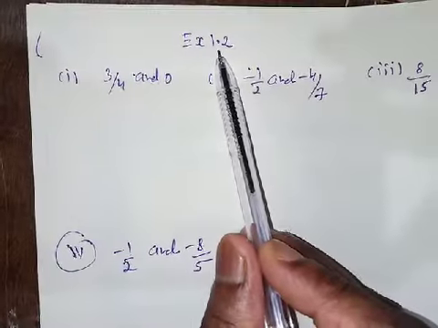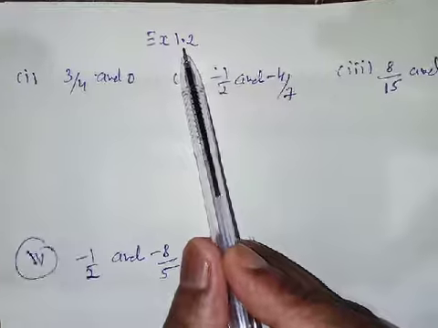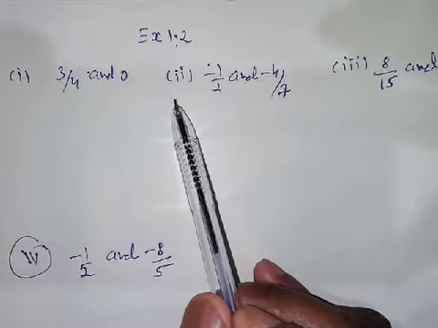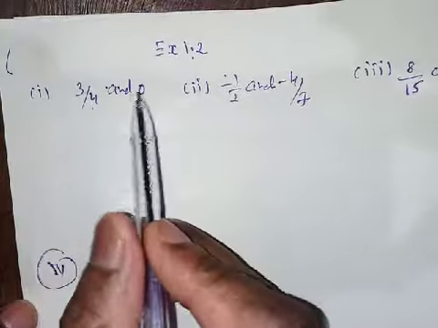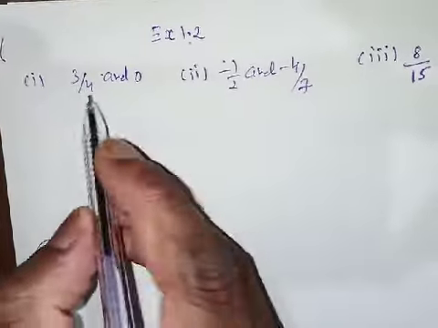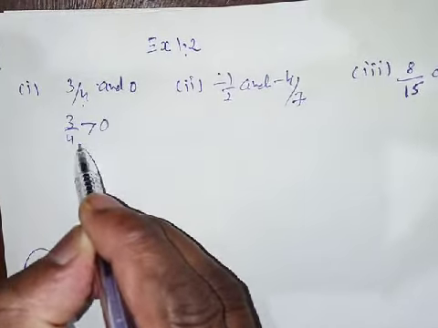Let's start with exercise 1.2. Which rational number is greater? The question is, which rational number is greater? Is it 3 by 4 or 0? So obviously here it is very clear that 3 by 4 is greater than 0.